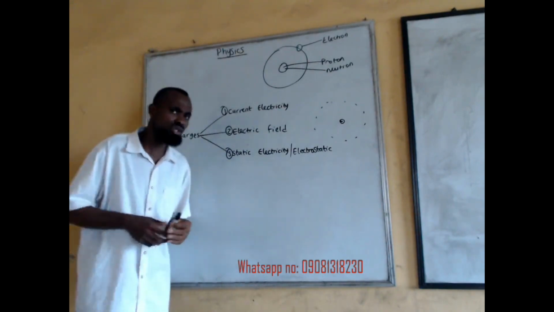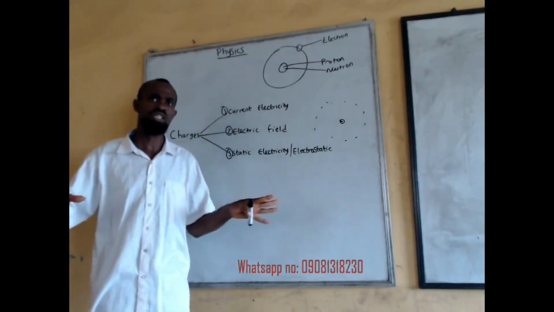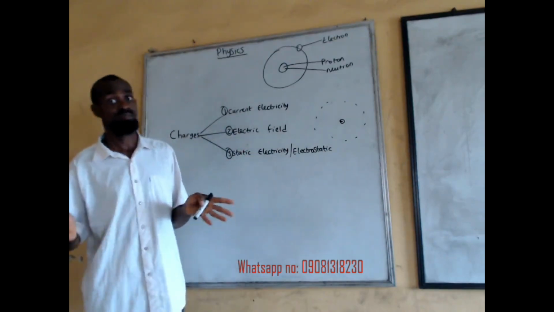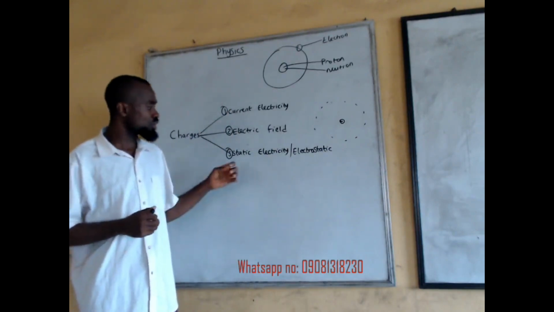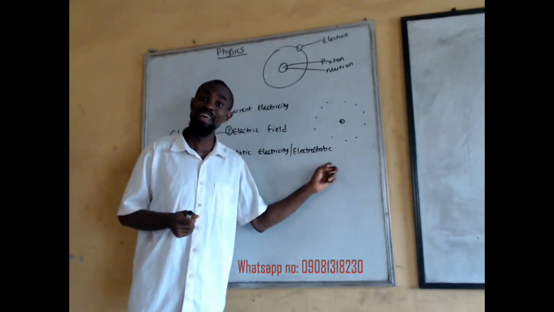There could be exemptions. Sometimes you generate a lot of charge in a region, and they are not moving, they are just in the region. You can in a way say they are at rest. And that will lead us to the study of static electricity, which is also called electrostatics.